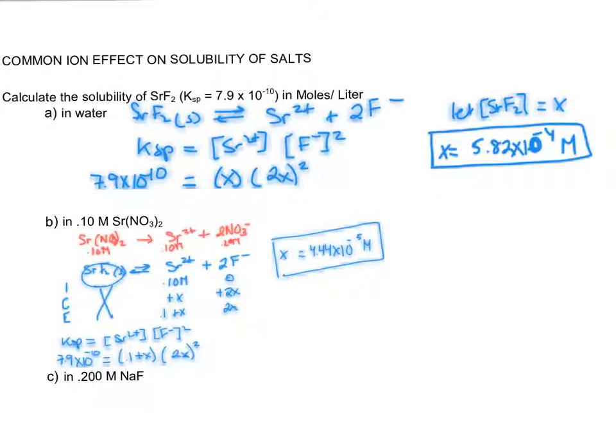Well, first of all, this is 0.2 molar. Second, for every one of these, there's two of these, so the effect of the F minus being there is more than the effect of the Sr2+. So I'd expect it to be lower, even lower than this. Let's see what we get.